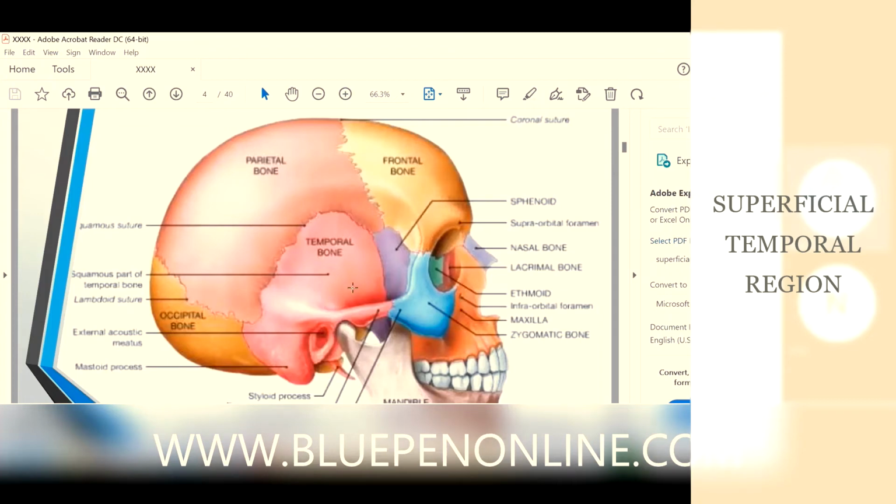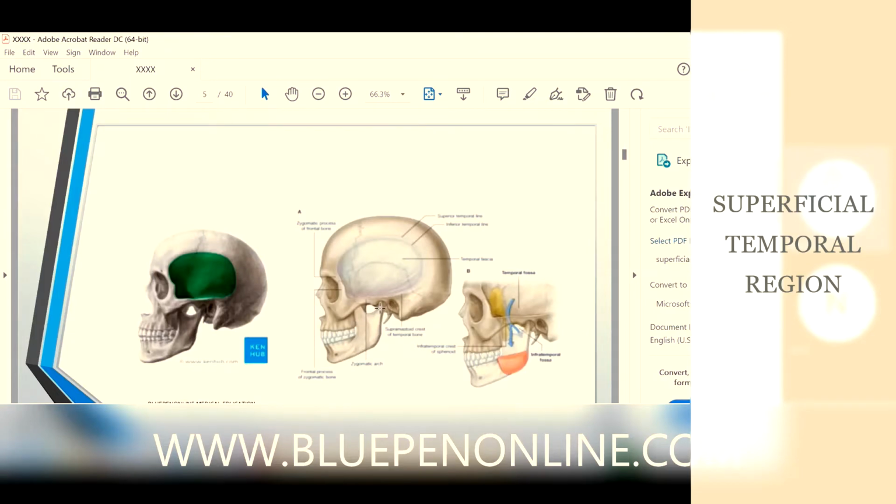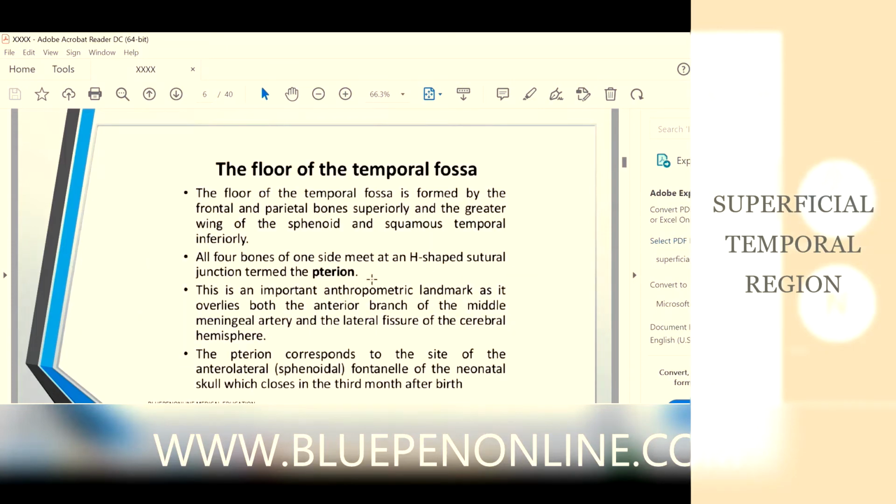Okay. See, this is your temporal fossa and this is the infratemporal fossa down. So this is the zygomatic arch. Clear? How is the zygomatic arch formed? The zygomatic process of the temporal bone and the temporal process of the zygomatic bone together form the zygomatic arch. Clear? This place is covered by the temporalis muscle, which is covered by the temporal fascia. So this is the temporal fascia, the white colored one.